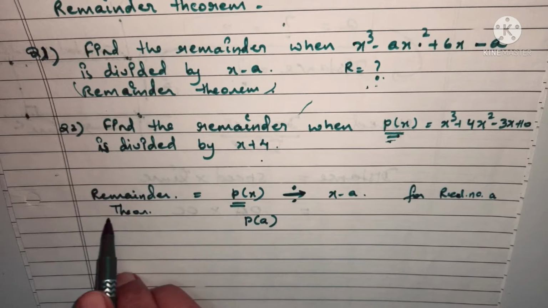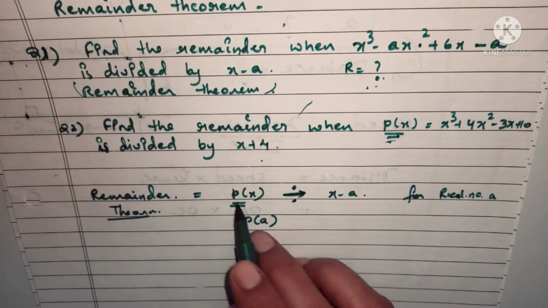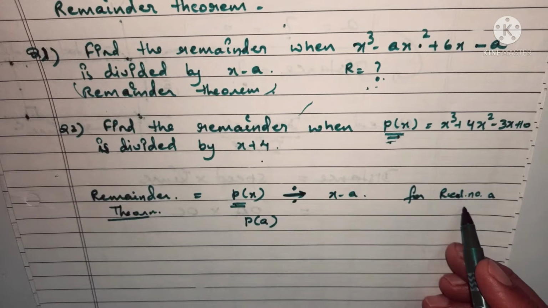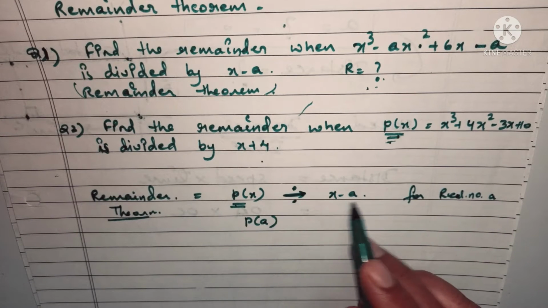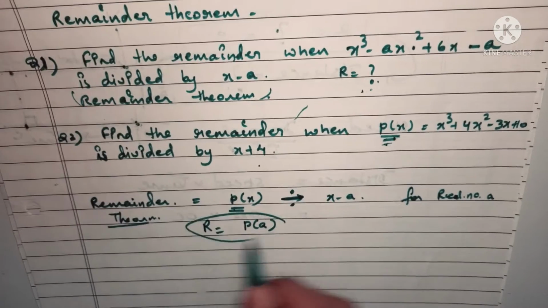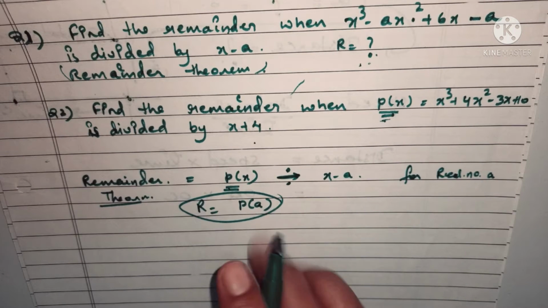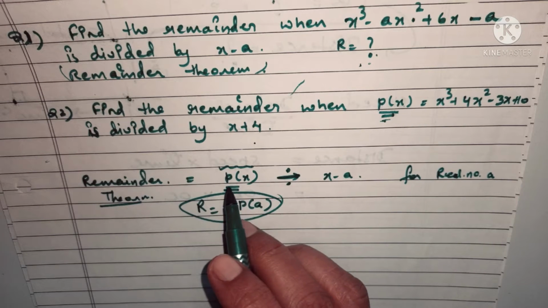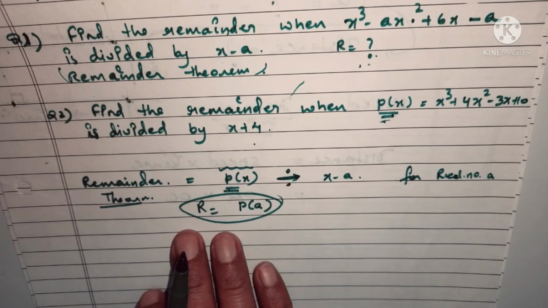So in both the cases you have to find the remainder, and what does the remainder theorem state to us? The remainder theorem says that if a polynomial p(x) is divided by any linear expression, say x minus a, where a is a real number, then for any real number a, if a linear expression x minus a divides p(x), you will get a remainder of p(a). Here p(x) is a polynomial of degree either equal to 1 or greater than 1.